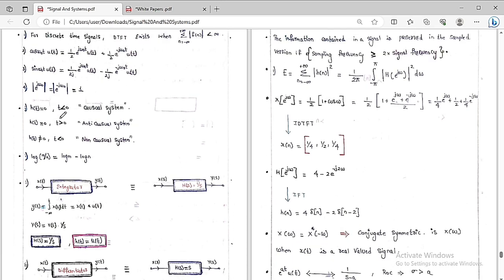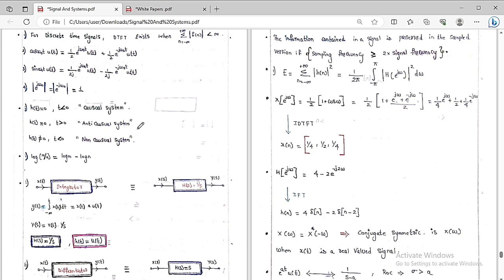Now the next point: if h of t is equal to 0 for t less than 0, the given system is said to be a causal system. If h of t is equal to 0 for t greater than 0, then it is called the anti-causal system. If h of t is not equal to 0 for t less than 0, then it is called the non-causal system. Listen carefully. Suppose if h of t is equal to 0 for t less than 0, then it is called a causal system. If h of t is not equal to 0 for t less than 0, then it is called a non-causal system. If h of t is equal to 0 for t greater than 0, then it is called the anti-causal system.